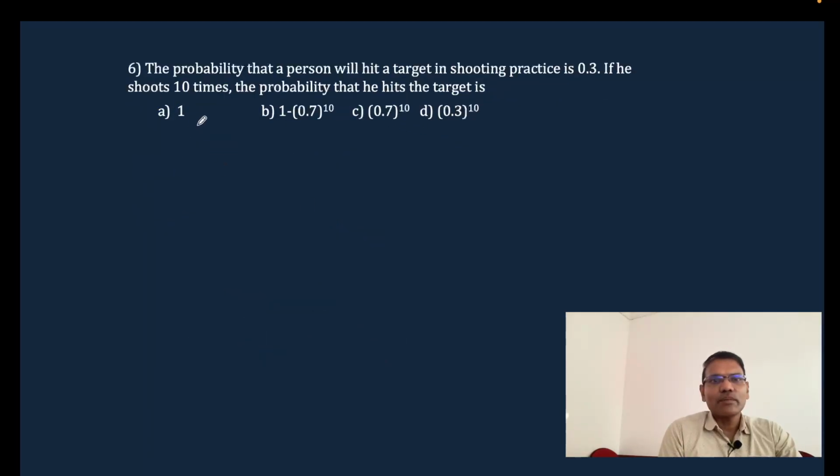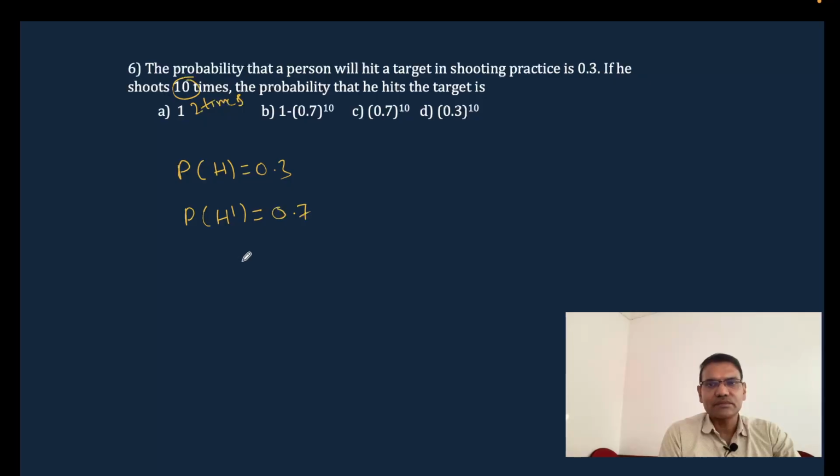Next question: the probability that a person will hit the target in shooting practice is 0.3. If he shoots 10 times, what is the probability that he hits the target? As given it is 10 times, but in place of 10 times I am taking 2 times, then I will apply the same to the 10 times. Here the probability of hitting the target is given as 0.3. The probability of not hitting the target will definitely be 0.7.